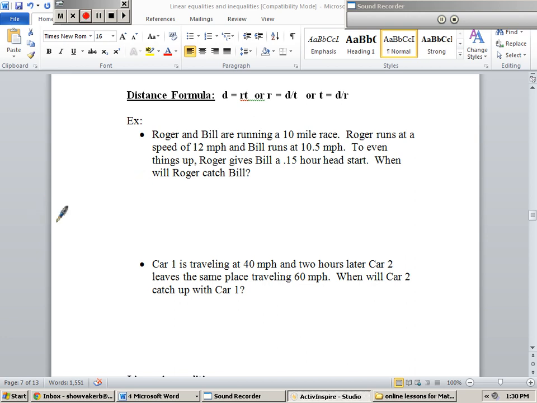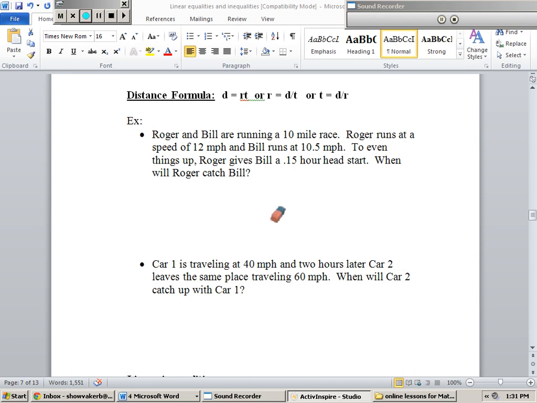Time. Bill gives 0.15 hour head start. When will Roger catch Bill? So we don't know in the time how much it's going to take him to get to that 10 miles. But he's getting a 0.15 hour head start. So setting it up like this will not work. So we need to come back and rethink.